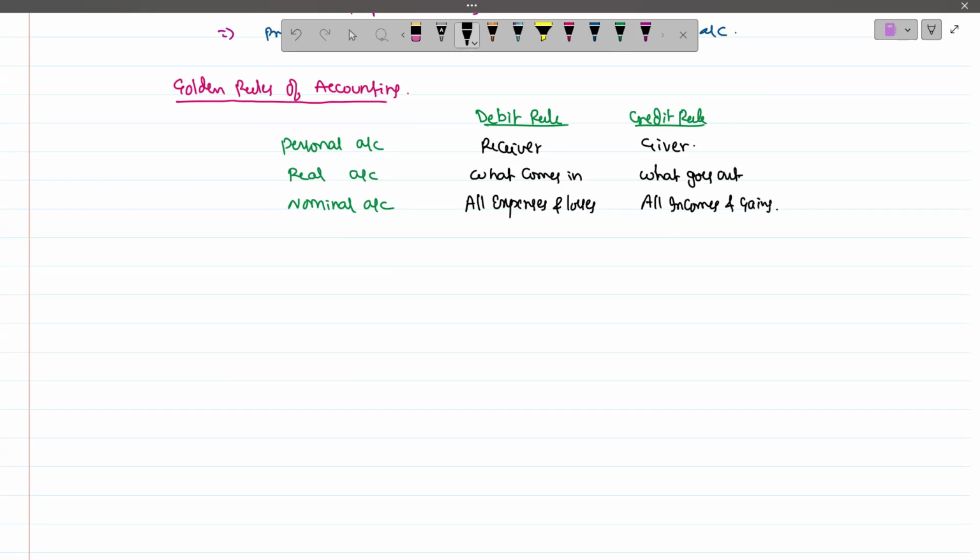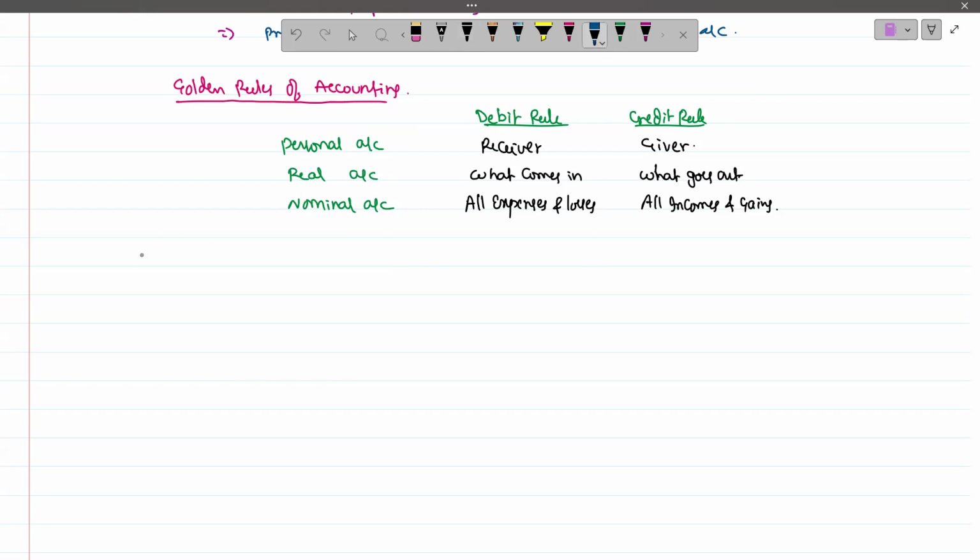How to read these rules? In case of personal account, debit the receiver, credit the giver. In case of real account, debit what comes in, credit what goes out. In case of nominal account, debit all expenses and losses, credit all incomes and gains. And these are the basic rules which are used for identifying the debit and credit aspect, right?